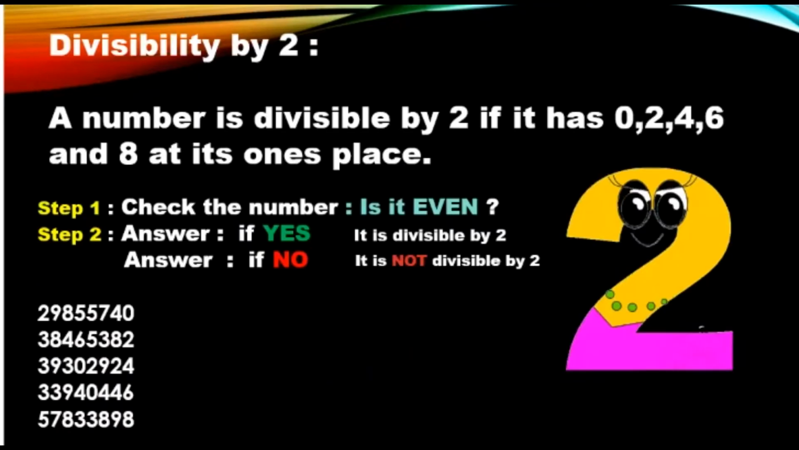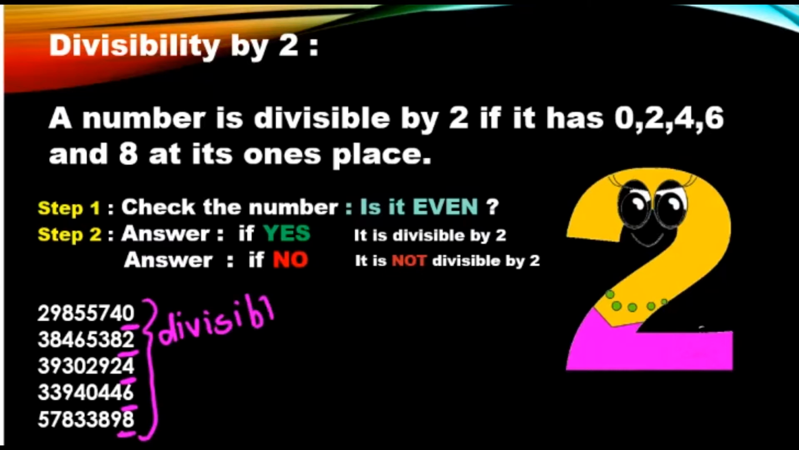First we will see divisibility by 2. A number is divisible by 2 if it has 0, 2, 4, 6 and 8 at one's place. Now children, if you see the numbers, you can see at the units place we will get 0, 2, 4, 6 and 8. So all the numbers are divisible by 2.